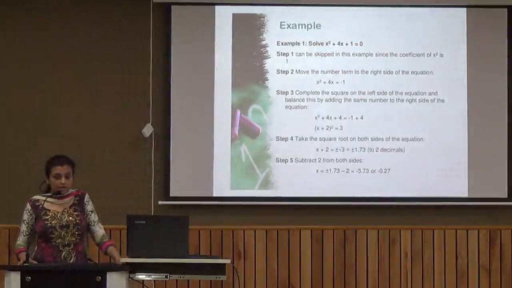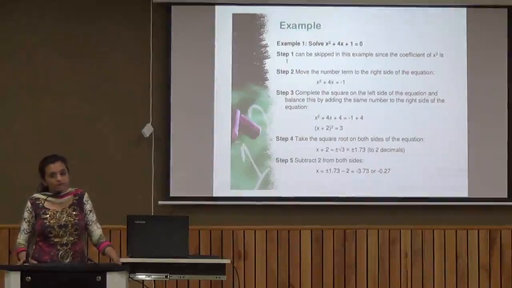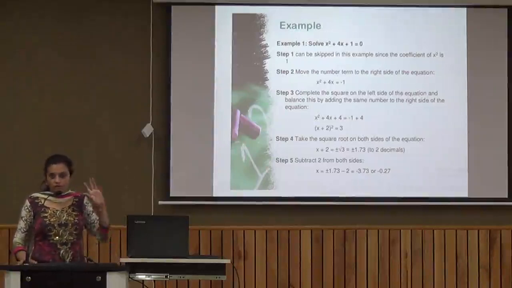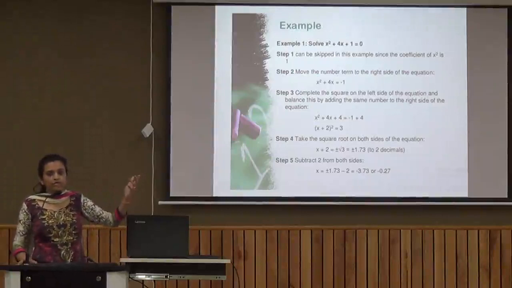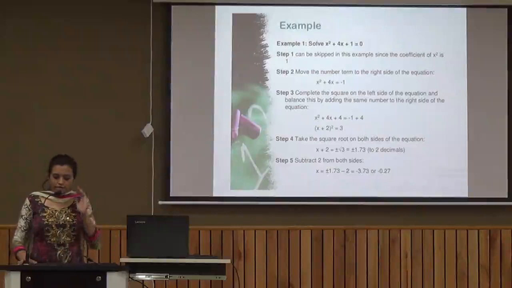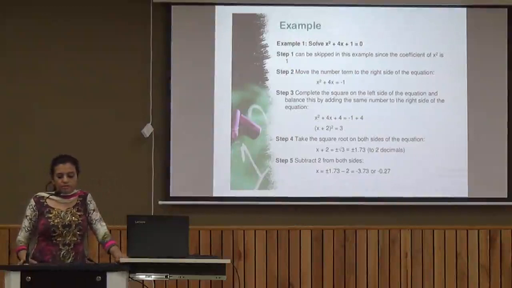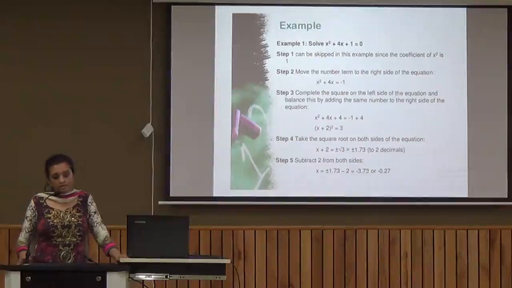Now if you can see, it is quite tricky for me to solve it by factorization. I'll have to look out for those factors of 1 whose sum is 4. But that's quite difficult, right? So let us see, step 1 can be skipped in this example since the coefficient of x squared is 1. Simple enough for us. Move the number term to the right hand side of the equation, that is x squared plus 4x is equal to minus 1.